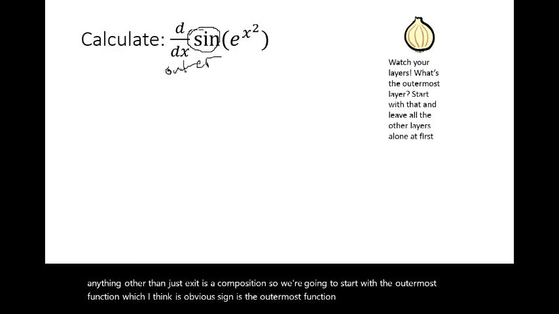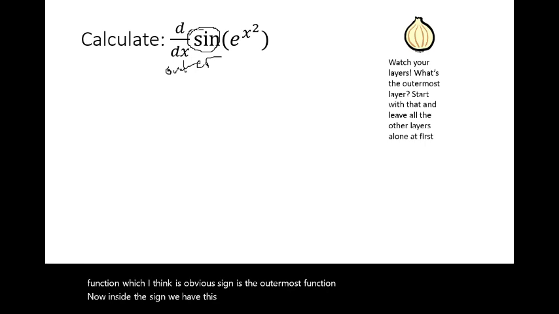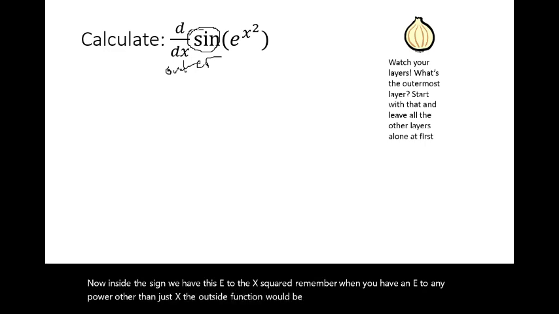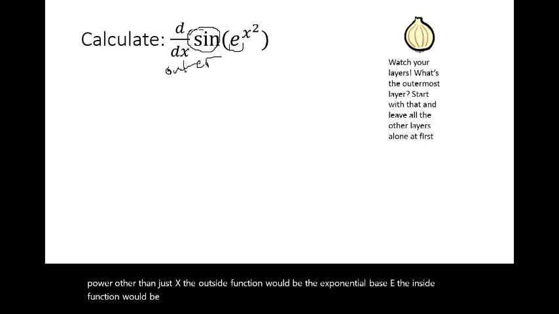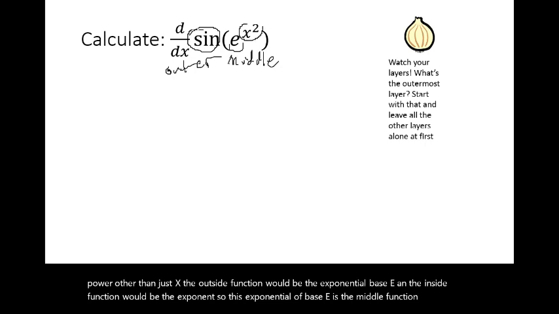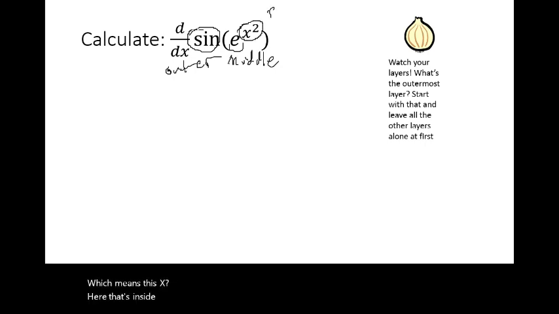Now inside the sine, we have this e to the x squared. Remember, when you have an e to any power other than just x, the outside function would be the exponential base e, and the inside function would be the exponent. So this exponential of base e is the middle function, which means this x squared that's inside that exponent of e, that is the inner function, or the innermost function.